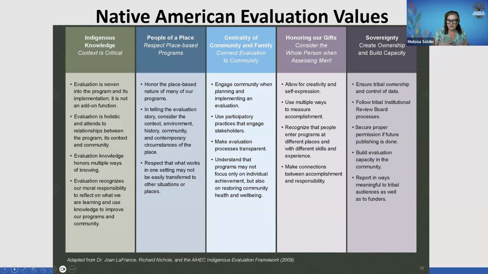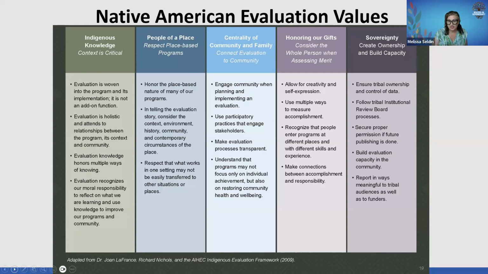And then under sovereignty, I know there's a session, this PD meeting, about sovereignty and ownership of data. So the Indigenous Evaluation Framework really talks about ensuring tribal ownership and control of data, that you follow tribal institutional review board processes if you have them. And if you don't have one, think about setting one up. If you don't have a responsible conduct of research program when you're working with evaluators, there are many resources. Feel free to reach out to me or OIE if you'd like some of those. We can send you to some websites and other things that talk about this.